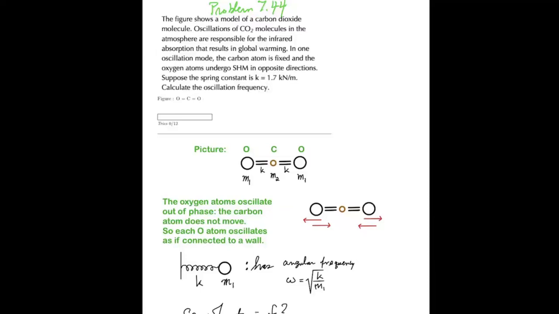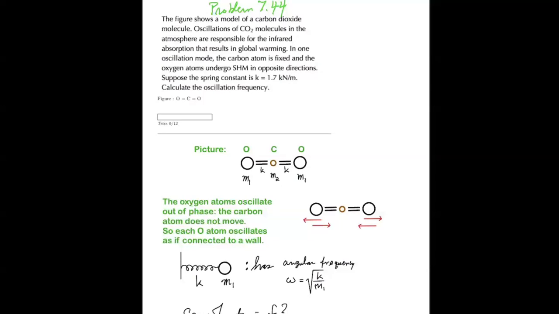Oscillations of carbon dioxide molecules in the atmosphere are responsible for infrared absorption, because if infrared light passes a molecule, it will set it into oscillation. That's energy, so there's a conversion of energy from the infrared light to the molecule. The infrared light will lose some of its energy, but then the oscillation will produce additional infrared light, and that production of infrared light can lead to global warming.